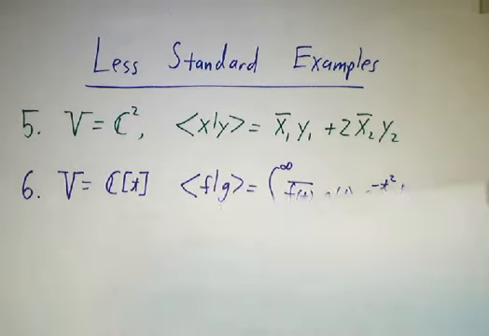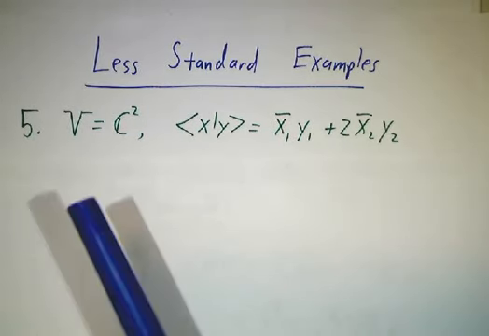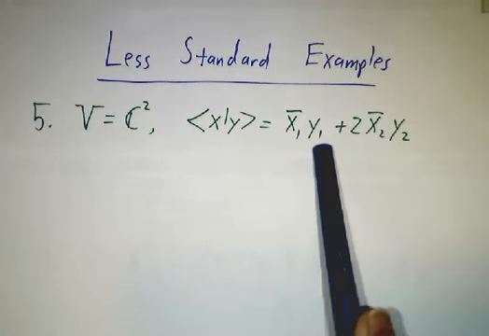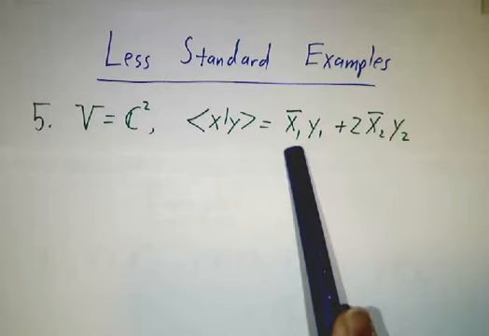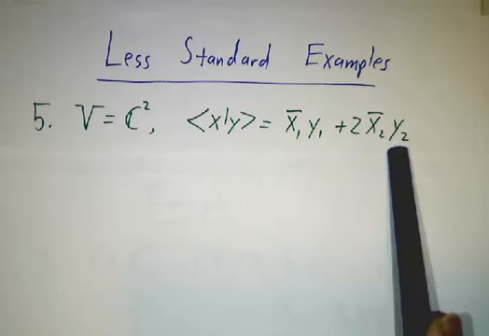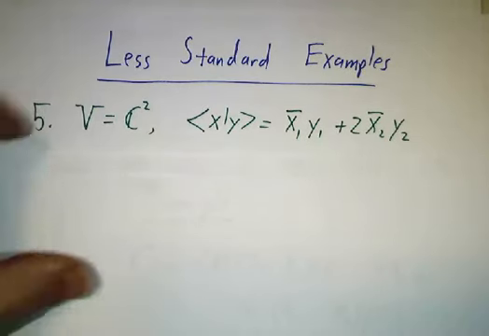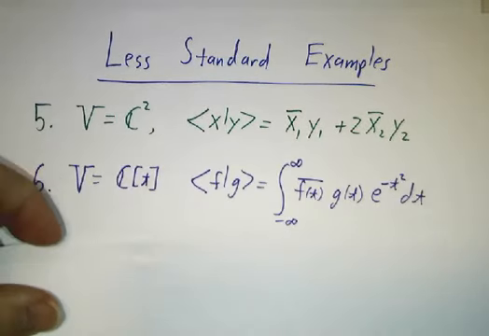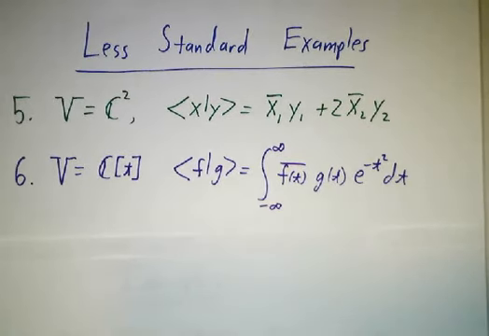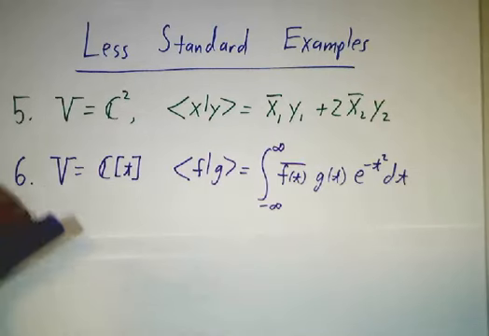And then here are some less standard examples. There's nothing to say that we can't vary the formula, and instead of taking x1 bar y1 plus x2 bar y2, we'll just take x1 bar y1 plus twice x2 bar y2. It's still a sensible inner product. It still satisfies the axioms. Or we could take an L2 inner product where we multiply everything through by e to the minus t squared before we integrate. Also a perfectly good example.